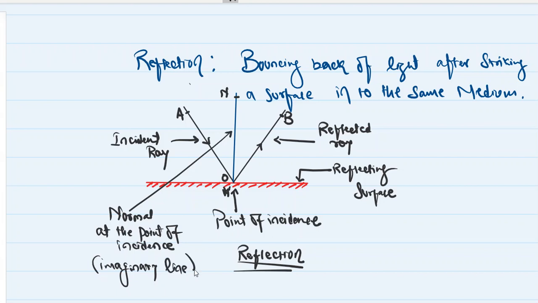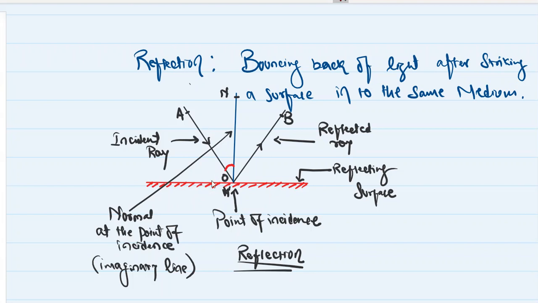Why have we drawn a normal in this case? Normal makes the whole idea of reflection easier for us to understand. So what does this normal have to do with the process, or you can say the phenomenon, of reflection? I will tell you. Do you see this angle formed between the incident ray and the normal?